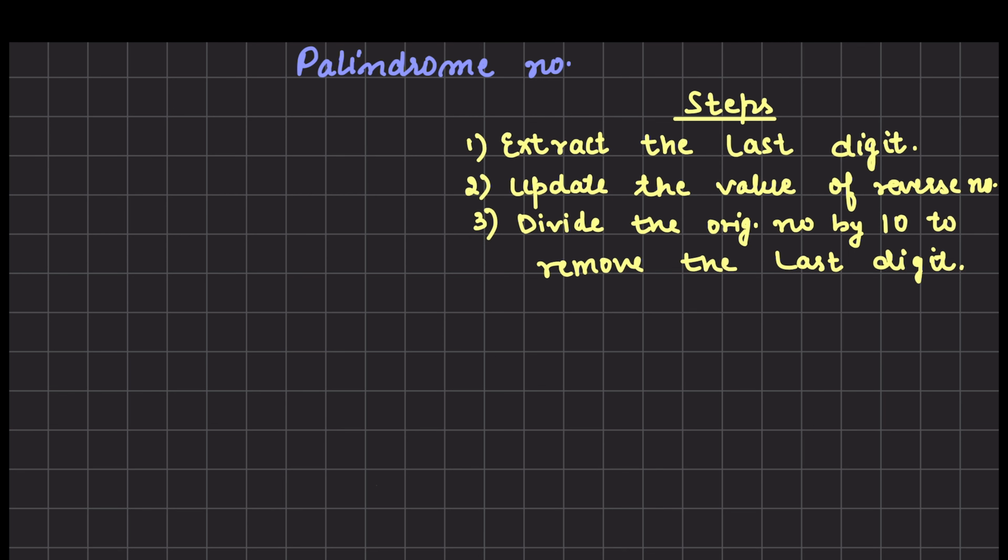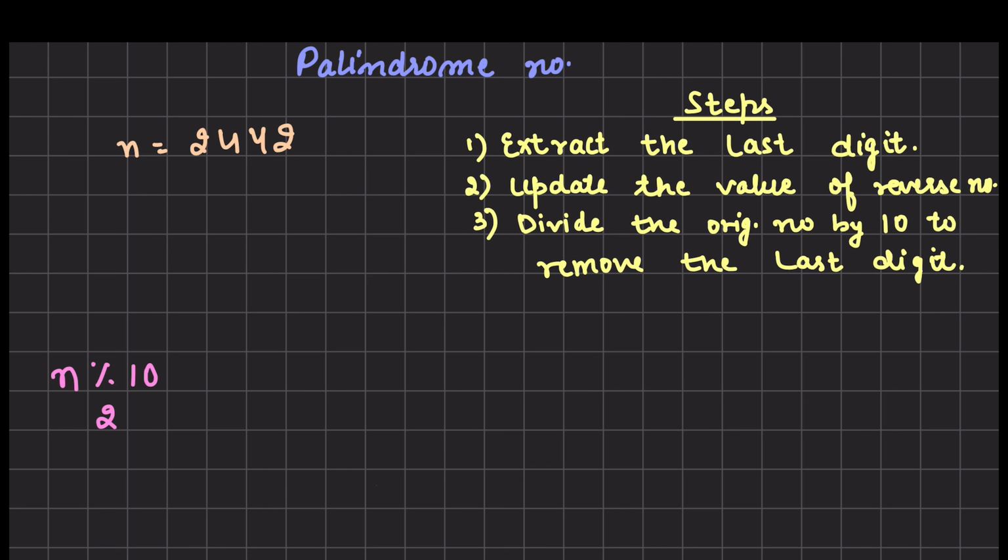So the first step is that you have to extract the last digit. Let's take an example, and using that example, we'll follow the steps. Let's take a number 2442. So let's start reversing it. The first step is that you have to extract the last digit. Now, how do you extract the last digit? Simply by doing n modulo 10, right? We can extract the last digit, which in this case is going to be 2.